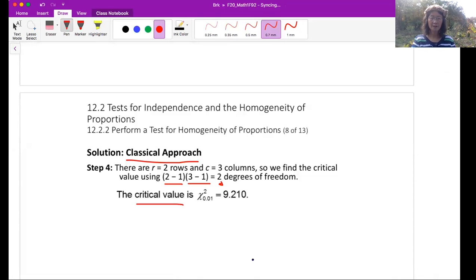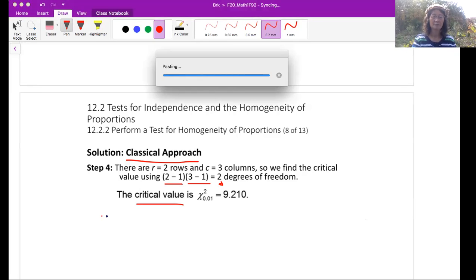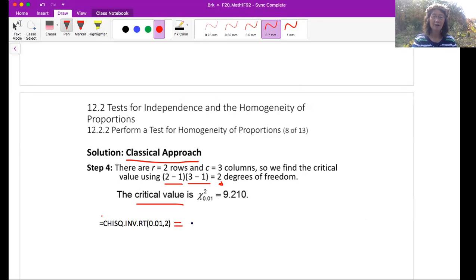You can use Excel to get this critical value. I'm going to write down here: equals CHISQ.INV.RT, probability 0.01, degrees of freedom 2. See, you get the same number. I'll just copy this here. So using Excel, you get the same number as we get from the table. Okay, critical value.